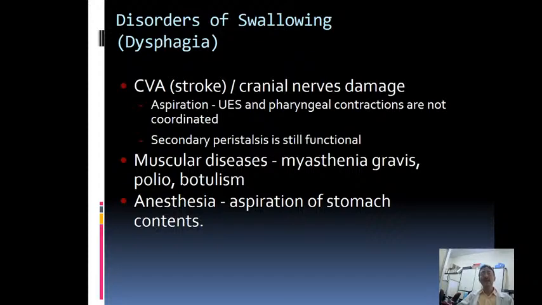To prevent this complication, it is generally advised that before general anesthesia, the patient should be fasting for 12 hours, so that there is no gas, there is no content, the stomach is empty, and the chances of aspiration are reduced.